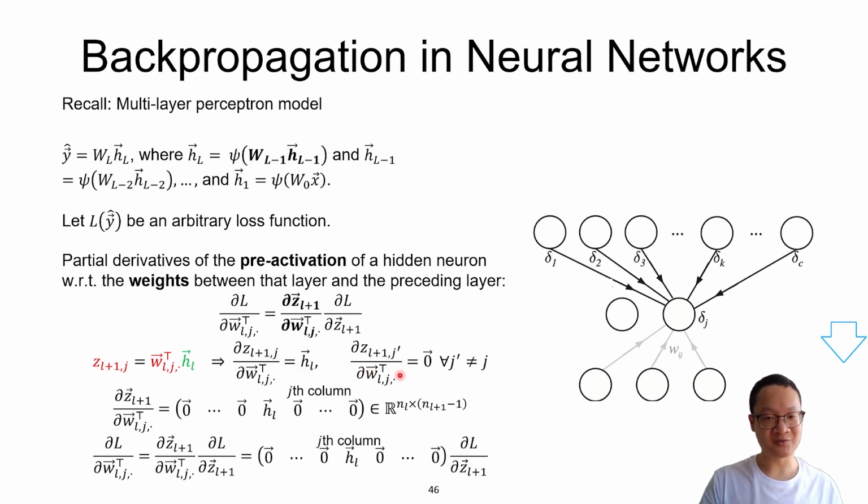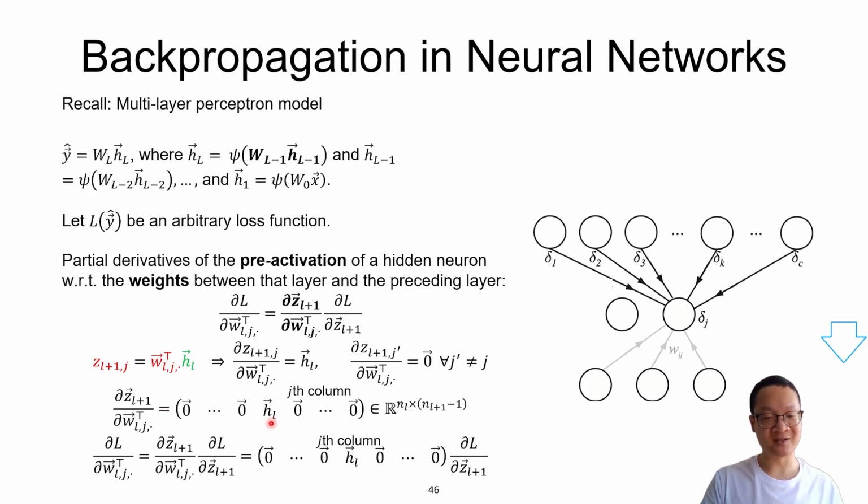But the same partial derivative, the same gradient for any other component of Z. So here it is written as partial ZL plus 1 comma J prime, where J prime is not the same as J. So any of the components that do not correspond to the jth row of W, all of these gradients will be zero. And that basically gives us the result for this Jacobian, which is going to be all zeros except for the jth column, and the jth column will have a HL.